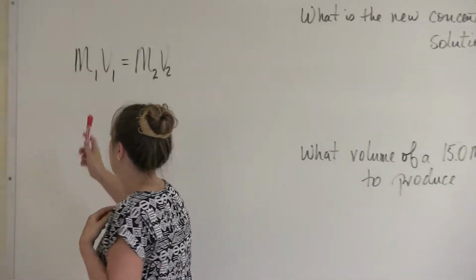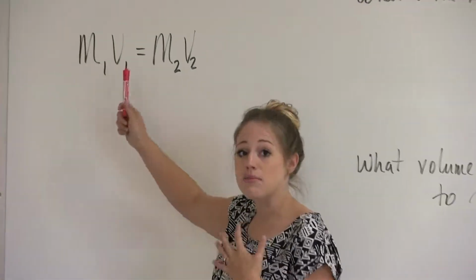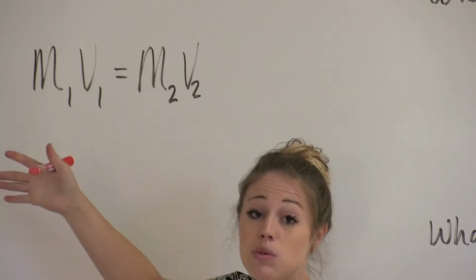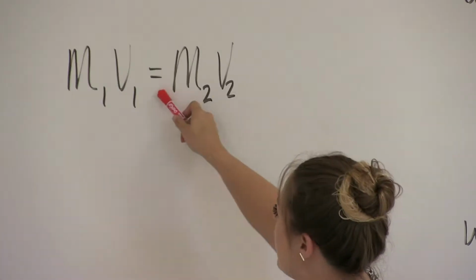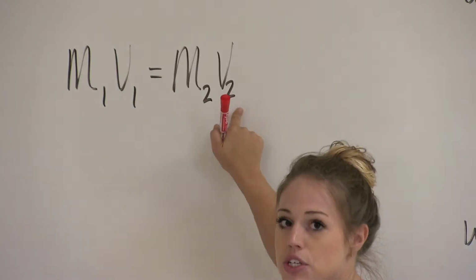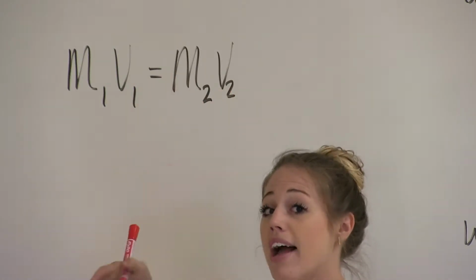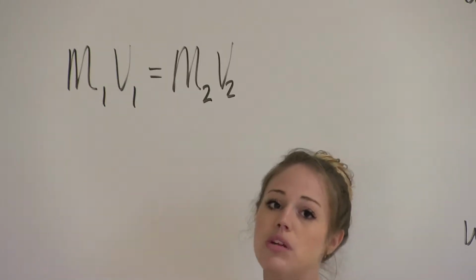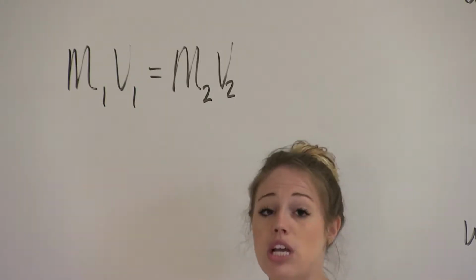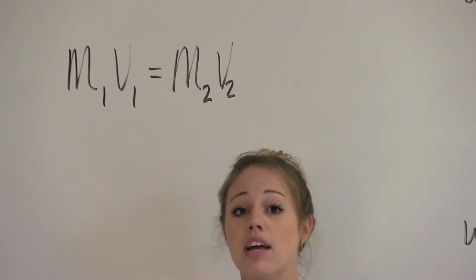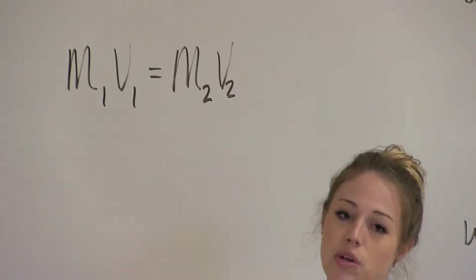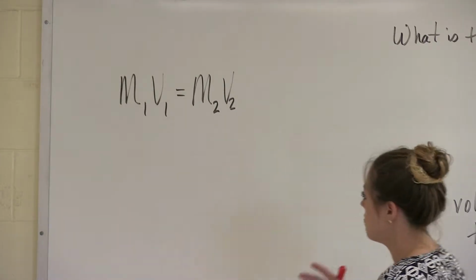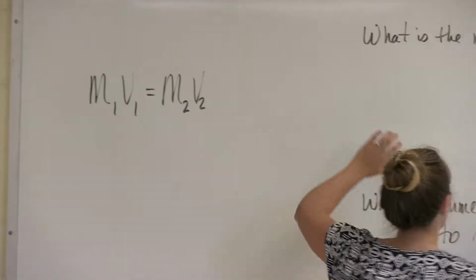It's going to be our initial molarity times our initial volume of solution. And now remember, molarity times volume equals the number of moles, equals M2 times V2. So notice here, we're not changing the moles. The amount of solute is not changing, just the volume is changing. And if the volume's changing, then the concentration is going to change because we're going to have more solution compared to our solute.